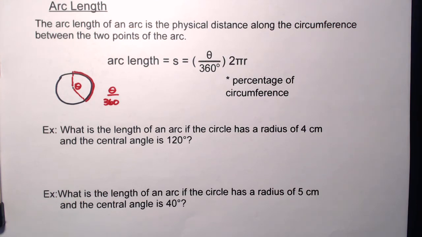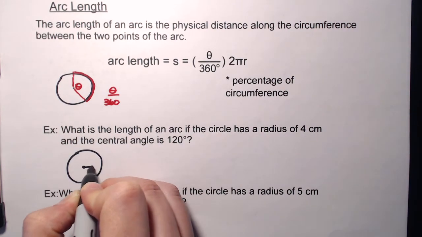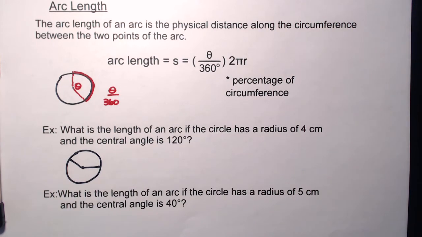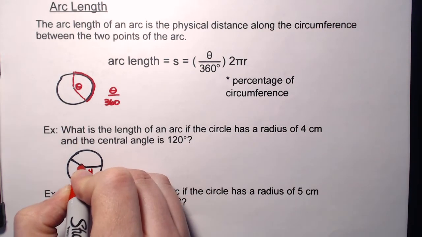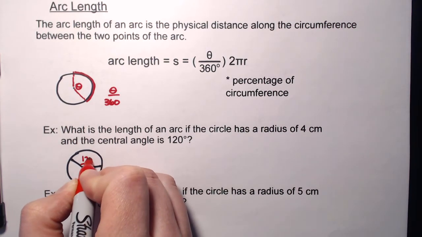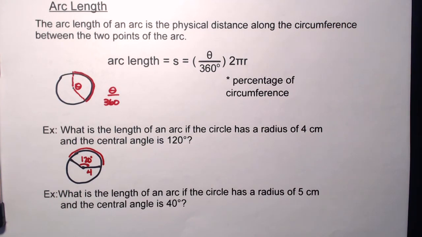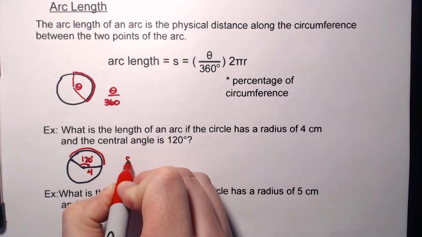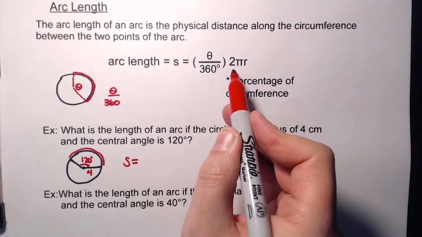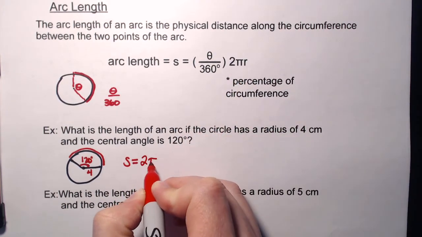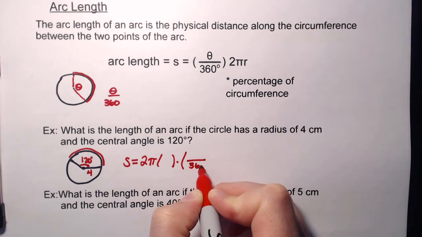So you don't have to draw the circle, but 120 degrees, roughly that. So this radius is 4 centimeters and that angle is 120 degrees. We want the arc length right there. So the arc length, we're using S, is going to be 2 pi r times the angle divided by 360.